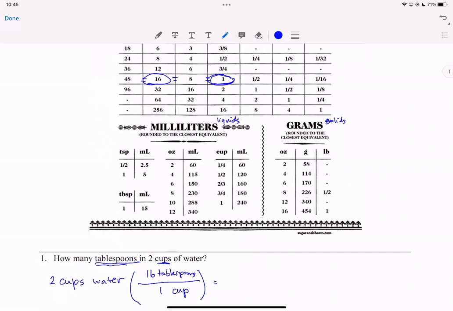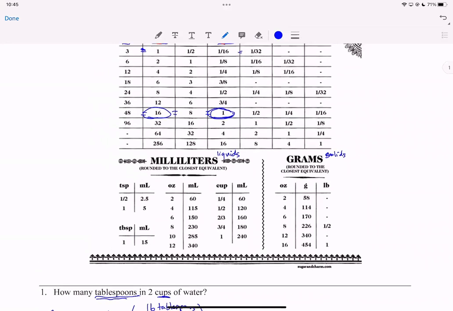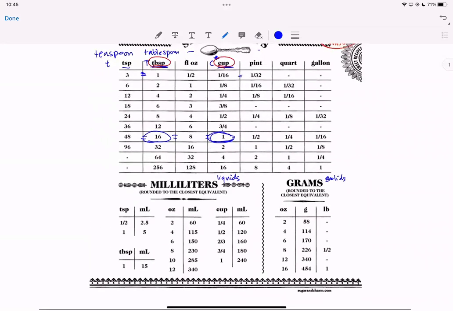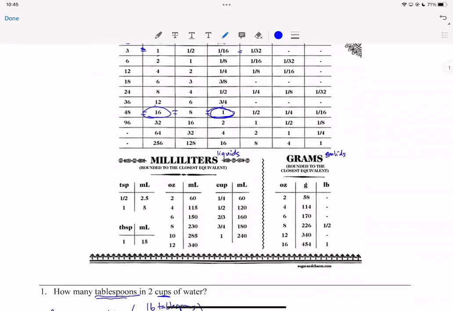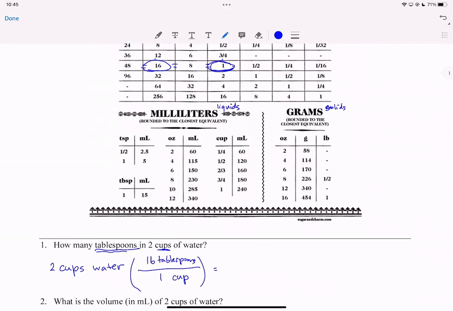Because you could have chosen any of these. You could have chosen 3/4 cup is equal to 12 tablespoons, or 1/16 of a cup is equal to 1 tablespoon. As far as calculations, I don't have to use a calculator. It's just 16 times 2, that's going to be 32 tablespoons.